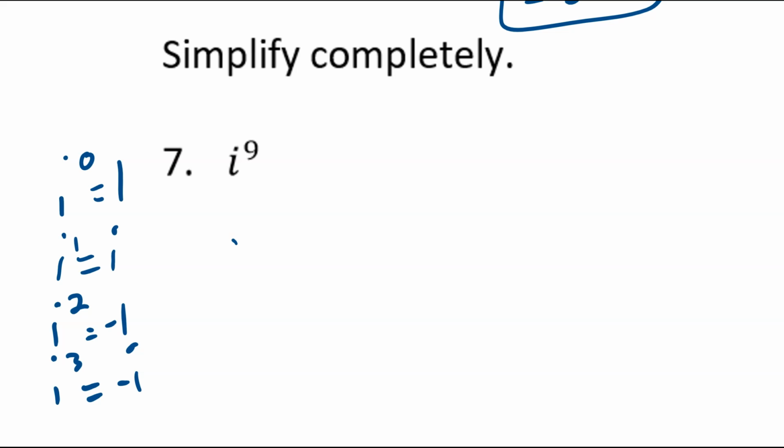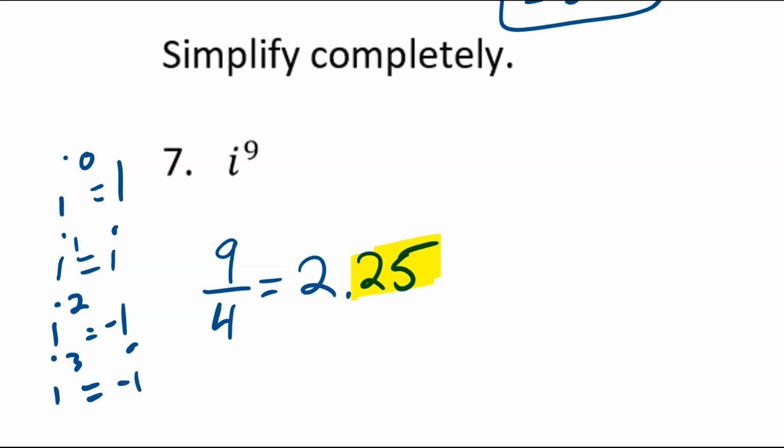And the process is we take the exponent and we divide it by 4. So if you do this in your calculator, you end up getting 2.25. And you're looking at the remainder. So you need to recognize that 0.25 is like if I had a quarter left over. So my remainder when I divide 4 into 9 is 1.